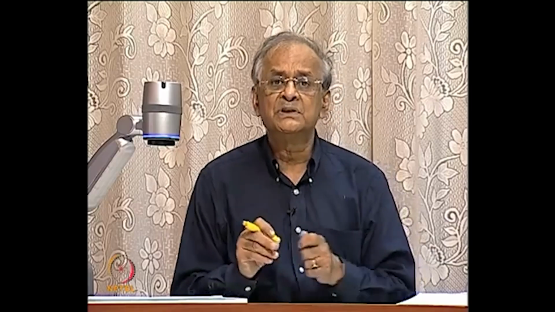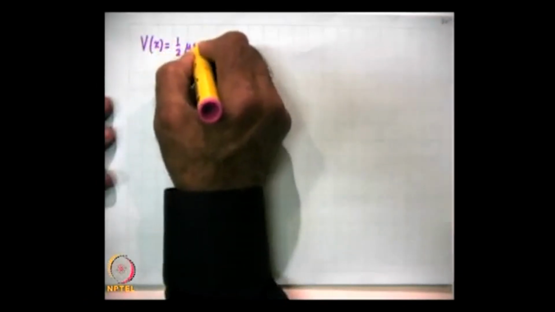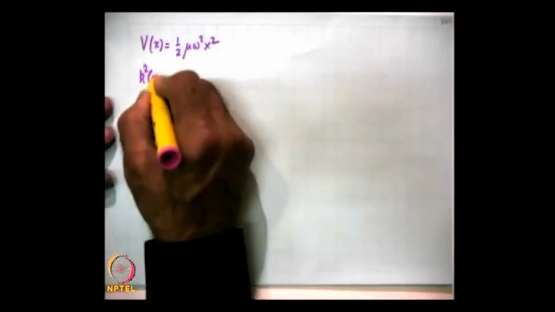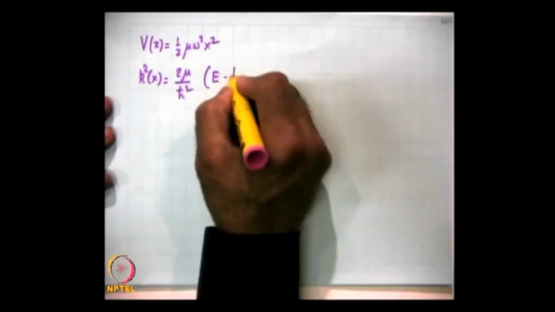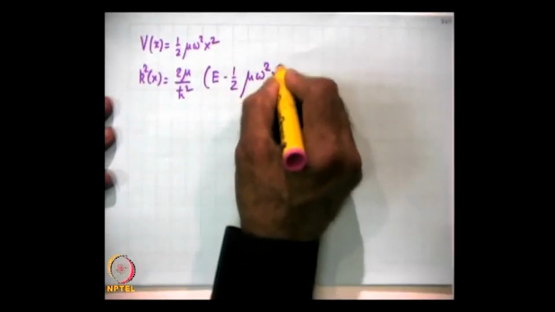So, with this we will now use these connection formulae to derive an equation which will determine the eigenvalues of the problem. So, we consider, for example, V of x is equal to half m omega square x square, a harmonic oscillator. So, my k square of x is equal to 2 mu by h cross square times e minus half mu omega square x square.